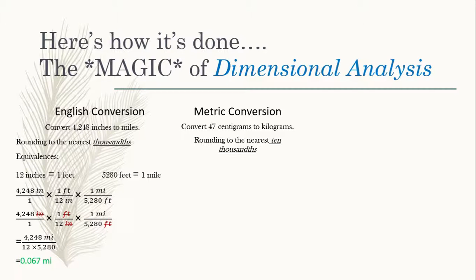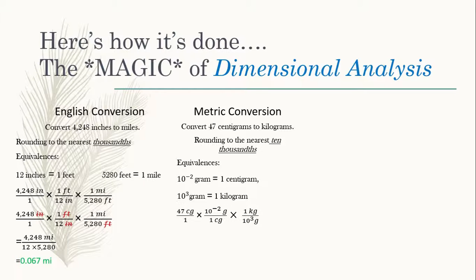Convert 47 centigrams to kilograms. Round to the nearest 10 thousandths. Don't be fooled. This time the answer needs to be rounded to the 10 thousandths. As we did before, we must determine the equivalences, essential for this conversion. We continue to set up the conversion factors in a way where the given unit can somehow cancel out and leave us with our desired units. Your simplified fraction should be 0.0005 kilograms.